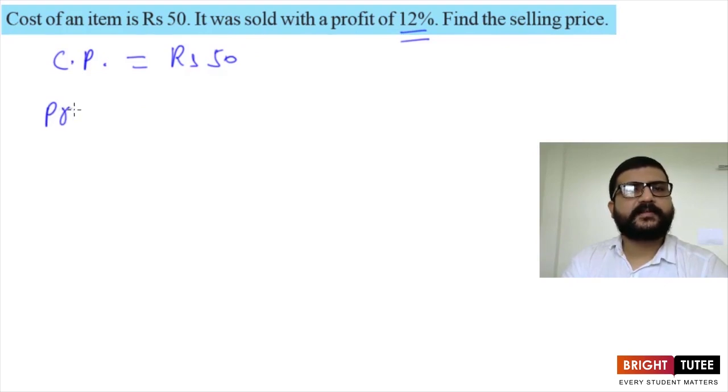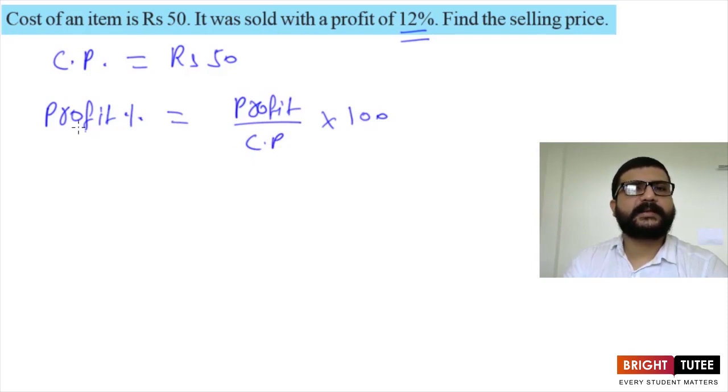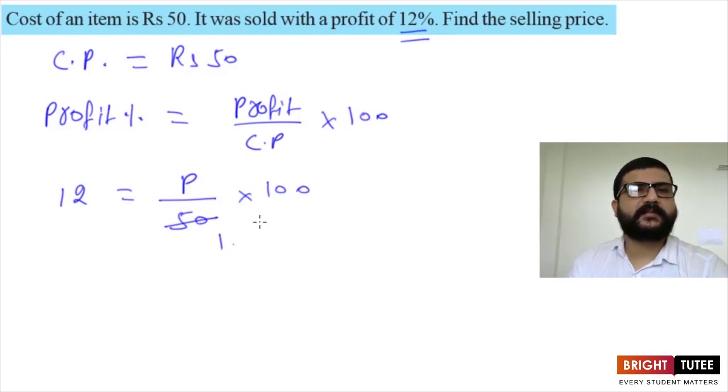So first of all, let's use the formula of profit percent. Profit percent is equal to profit upon CP into 100. Now CP is given, profit percent is given. So let's find profit from here. Profit percent is 12 and CP is 50. So this will become 12 is equal to profit, which is P, upon CP, that is 50, into 100. Now we can cancel this. 50 ones are 50, 50 2s are 100.